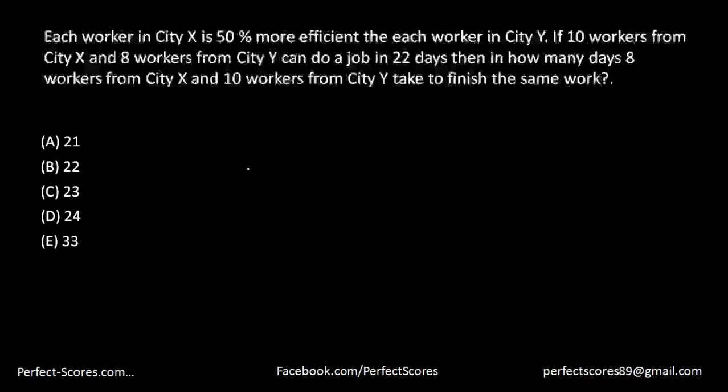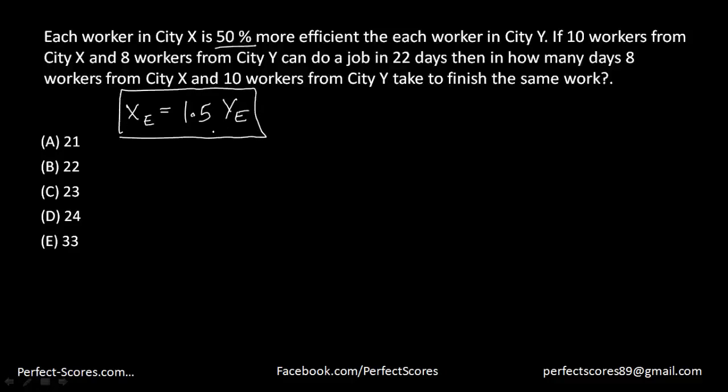Okay. All right. Now the question says that each worker in city X is 50% more efficient than each worker in city Y. So I'm going to say 50% more to be 1.5. I suppose till now everyone understands that 50% more means 150%, which is 1.5. So 50% more efficient than the worker in city Y. So this is in terms of efficiency. This over here is the equation, right?